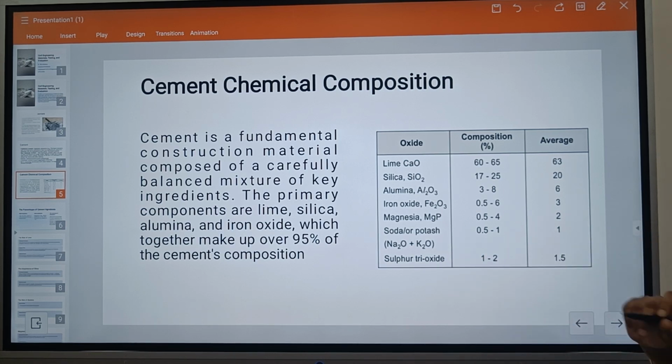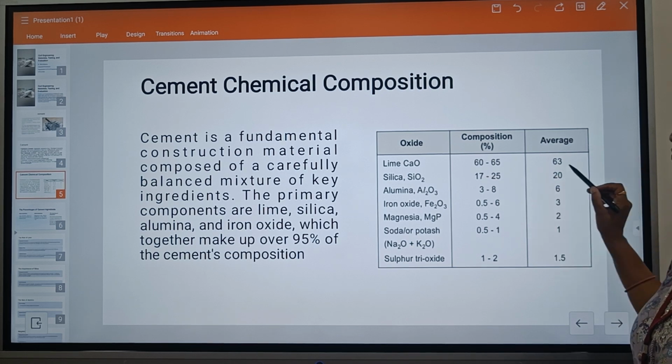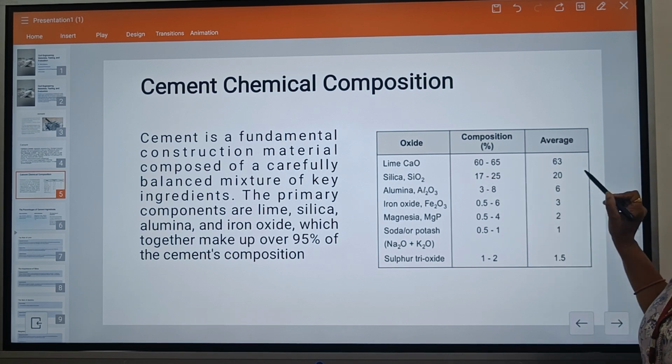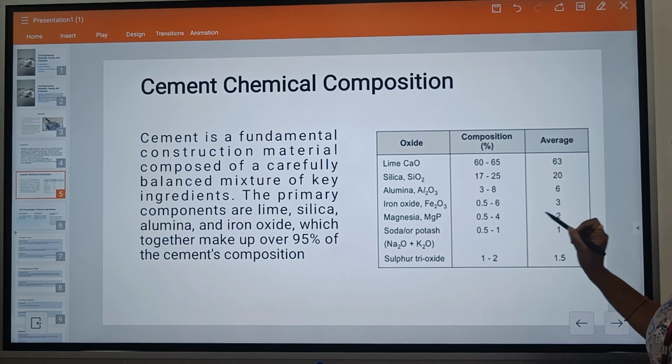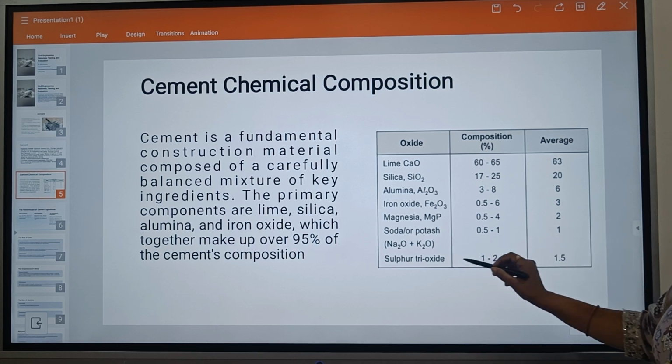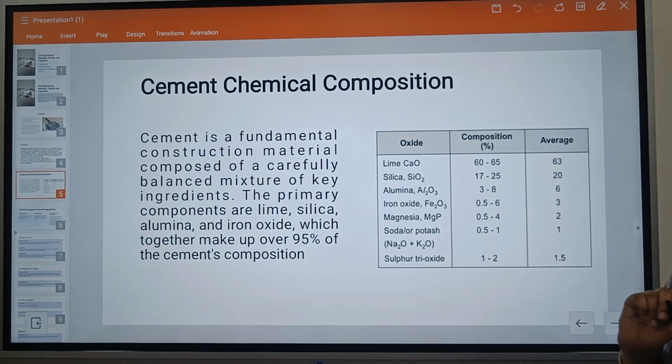And the average ranges are here. Lime is 63. Silica is 20. Alumina is 6. Iron oxide is 3. Magnesia is 2. Soda or potash is 1. And sulfur trioxide is 1.5.